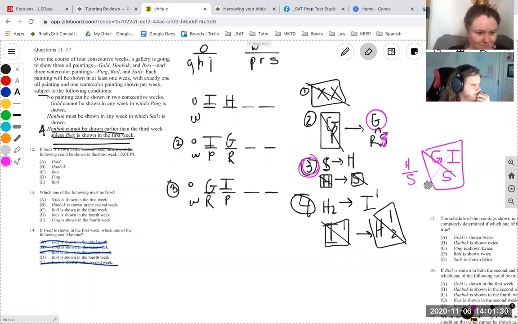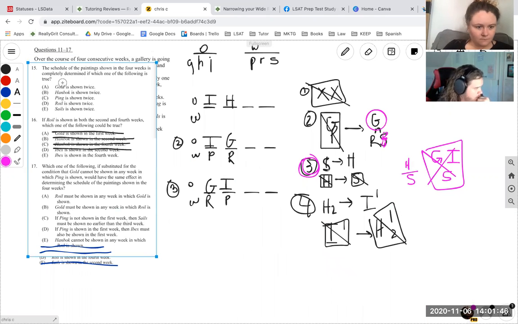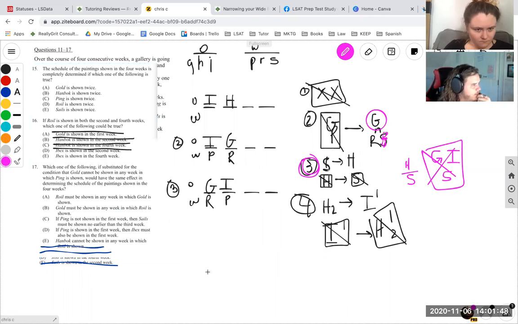Right. Okay, so which of the following must be false? S is shown in the first week. I think we know that's false, right? Yep, because of rule 3. Select it and move on. Nice. All right. The schedule of the paintings shown in the 4 weeks is completely determined if which of the following is true.